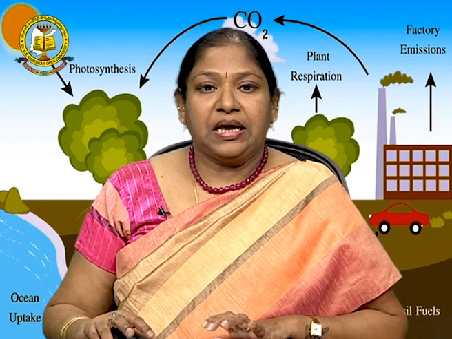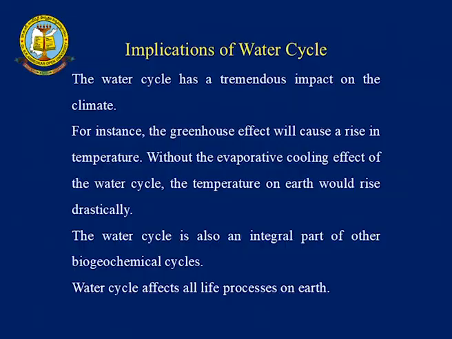Let us look into the implications of the water cycle. The water cycle has a tremendous impact on the climate. For instance, the greenhouse effect will cause a rise in temperature. Without the evaporative cooling effect of the water cycle, the temperature on Earth would rise drastically. The water cycle is also an integral part of the other biogeochemical cycles. Water cycle affects all processes on Earth.